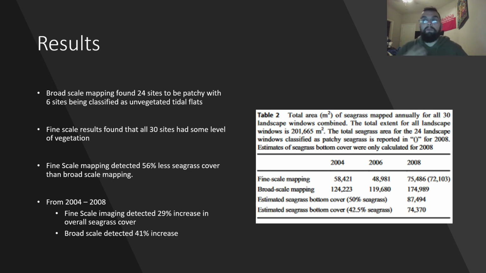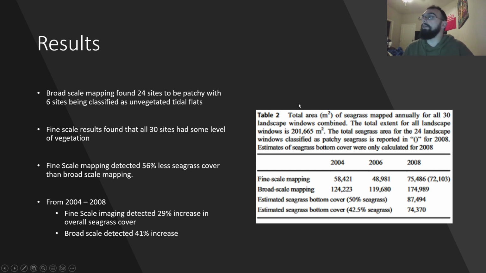And actually, overall, fine scale mapping detected 56% less seagrass cover than broad scale mapping did. And that is because the amount of sand in between individual patches was not picked up by the broad scale mapping, but was by the fine scale. But overall, between 2004 to 2008, there was an increase in seagrass cover, with fine scale only detecting a 29% increase and broad scale detecting a 41% increase.